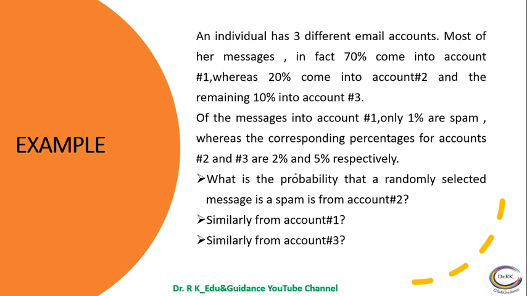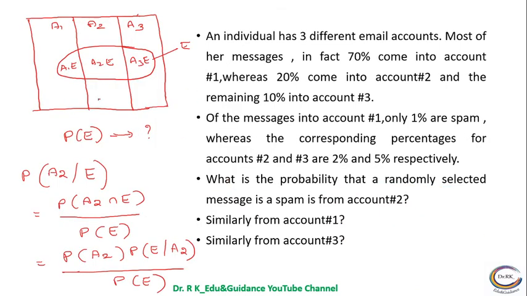So how to do it, right? We'll see it. For example, what is the probability that a randomly selected message is a spam and it is from account 2, or it may be account 1 or account 3. So how to find it? From the earlier discussion, we know the probability that the mail selected is a spam, P of E. Now what we want to find: the spam mail is selected, then what is the probability that it is from the second account?